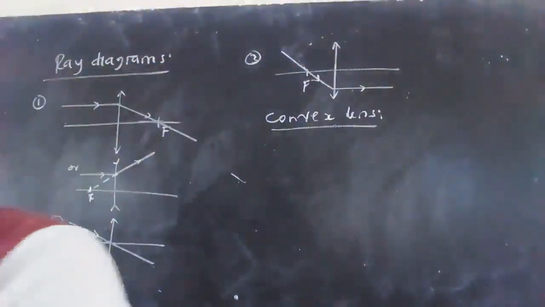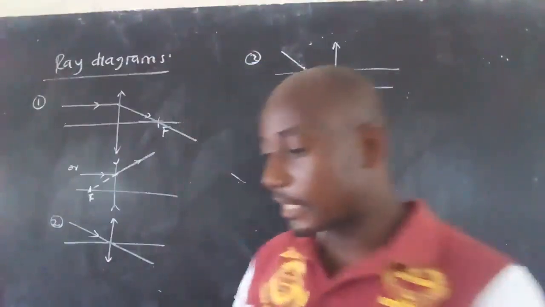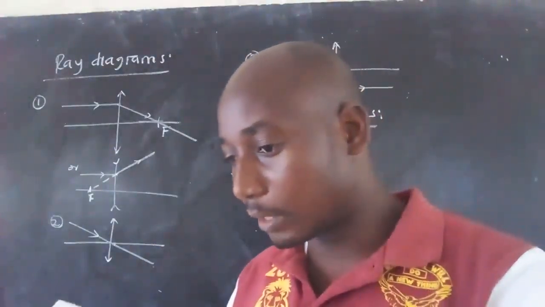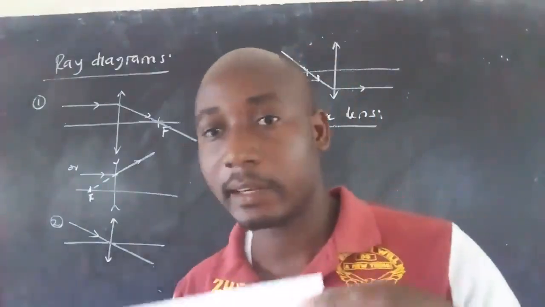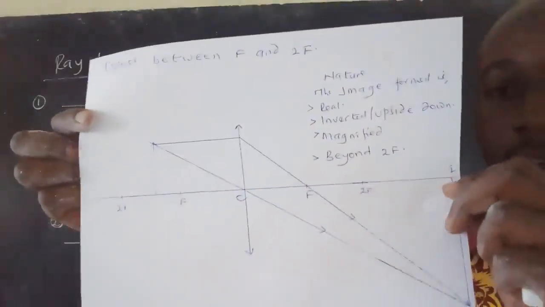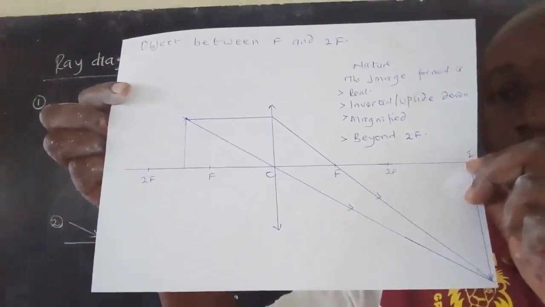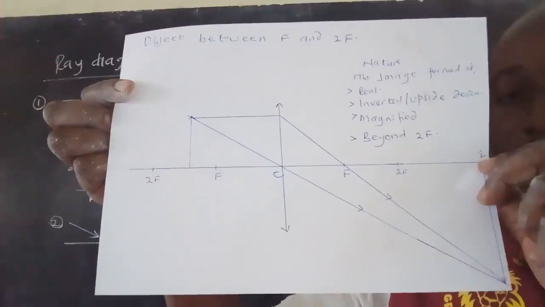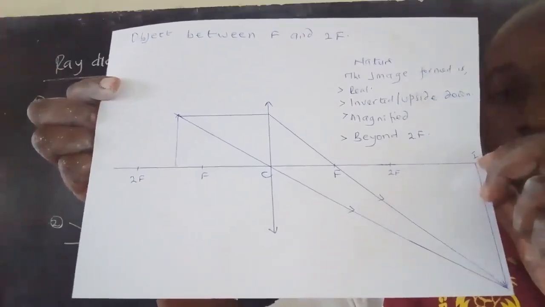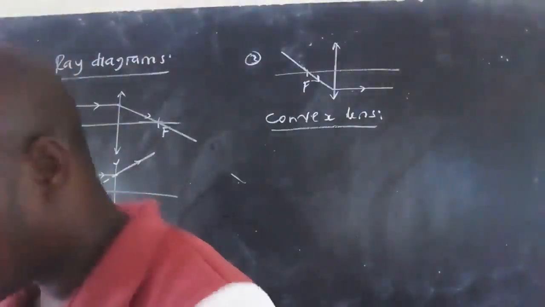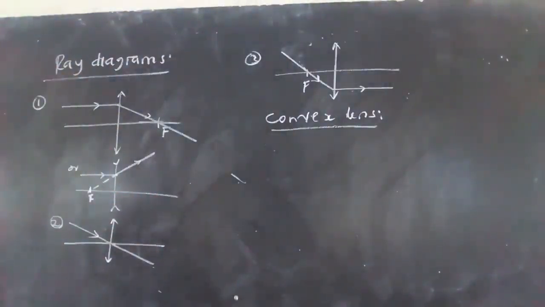Then we also have another one. The object placed between F and 2F. Have I shown you this one? I think I've shown you this one. Between F and 2F. Magnified, real, and inverted. Then we have another one.